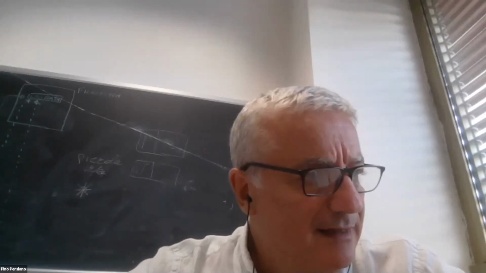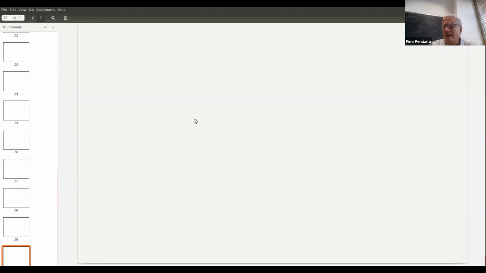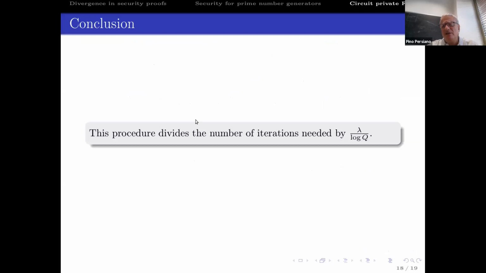So, in your last slide, Q is the number of queries, and there is a logarithmic dependency. Can you put the last slide? It's log Q over lambda. Lambda is the security parameter, right? Yes. And so as long as Q is polynomial in the security parameter, this is going to be sublinear in the security parameter, right?